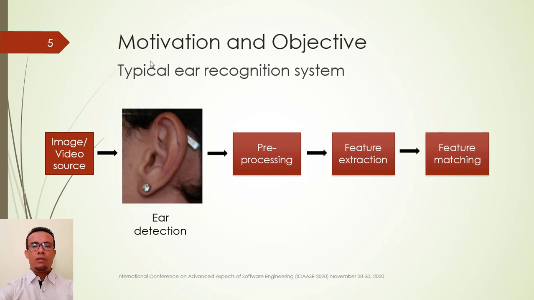Now, I'd like to focus on the motivations for this research. A typical ear recognition system has this scheme. The ear is detected and cropped out of an input image or video source. Then the image is subjected to some pre-processing operations like histogram equalization, illumination normalization, or filtering. The next step is to extract ear features to be used in the classification step.